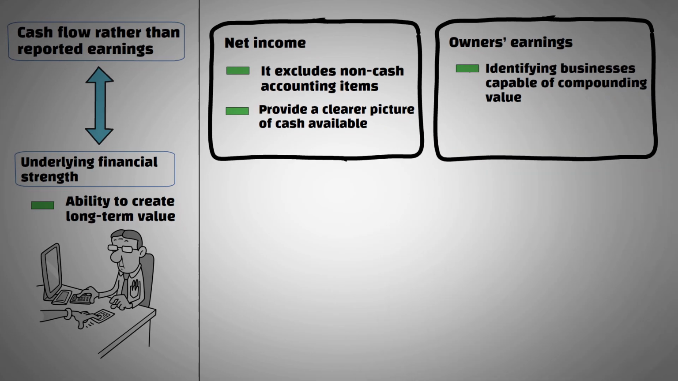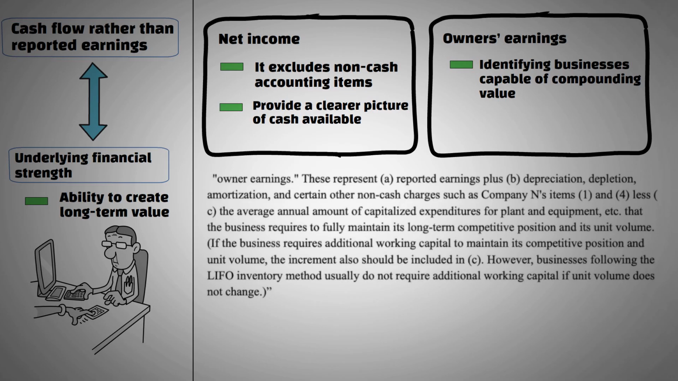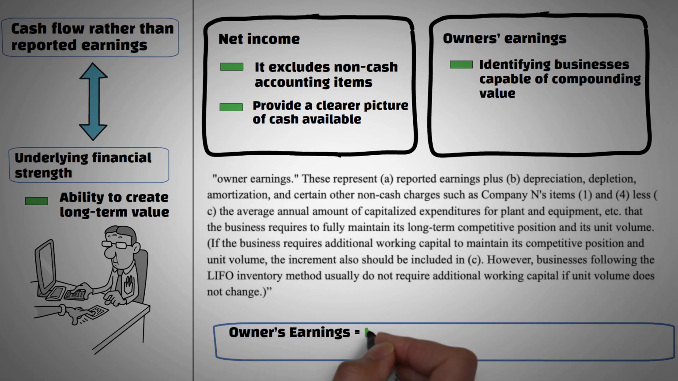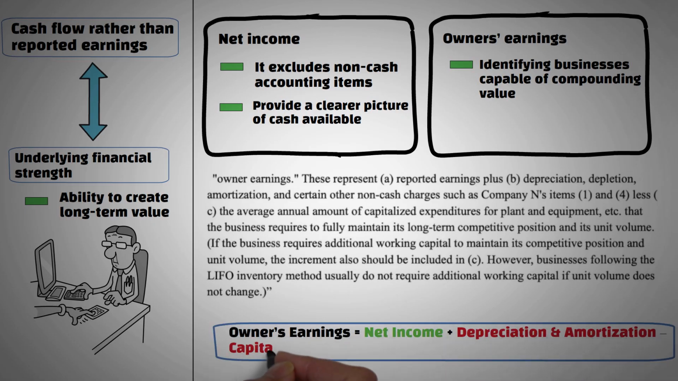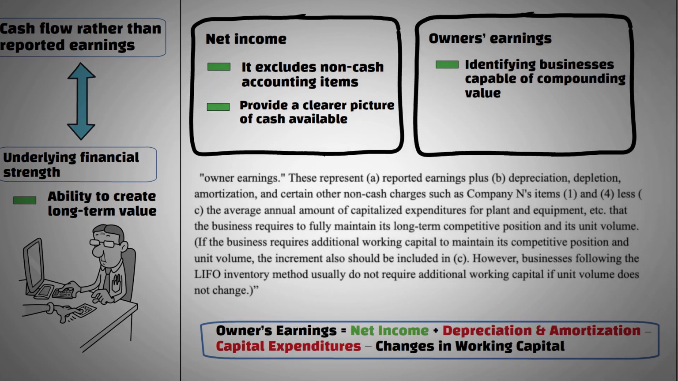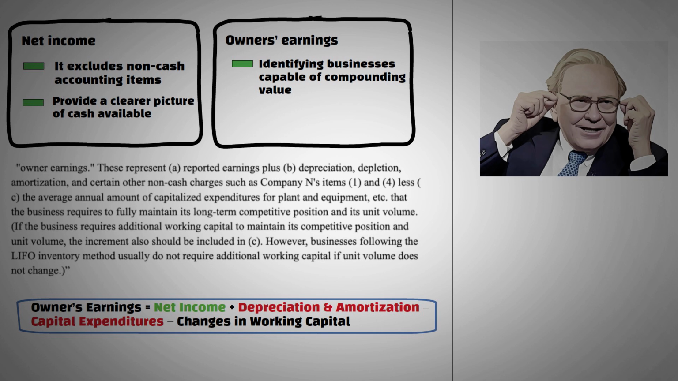Buffett wrote the following in his Berkshire shareholder letter, as shown here, but don't worry if it seems complicated as we'll go through it step by step. His original framework can be summarized as net income plus depreciation, minus capital expenditures to maintain the long-term competitive position, minus changes in working capital. I know that sounds like a lot, but don't worry. We'll break each part down in a simple way so you can understand it.